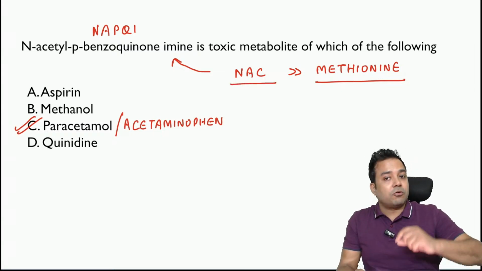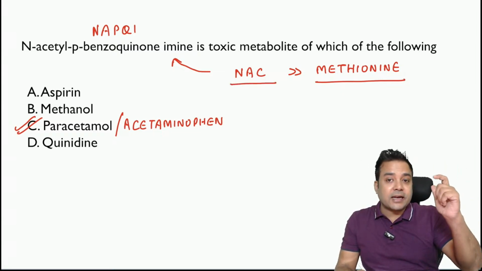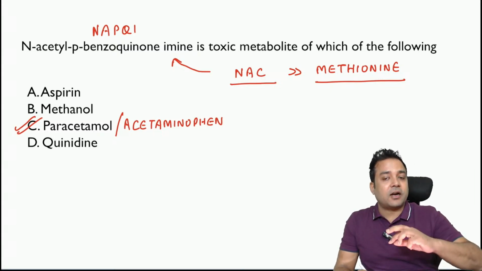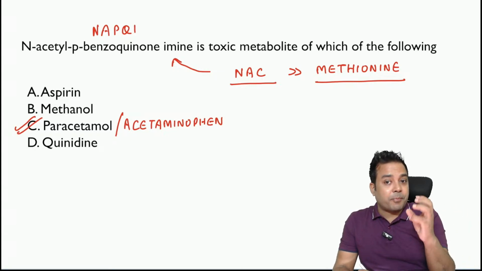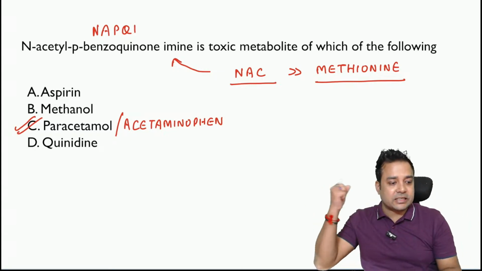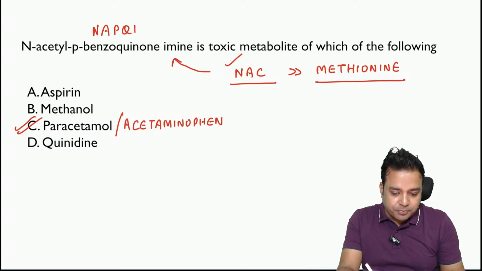N-acetylcysteine also increases the glutathione stores of the body. But why is NAC preferred? Because NAC's additional mechanism is that it also binds with NAPQI. It acts as a binder to NAPQI and helps in its excretion. So that is why NAC is the preferred antidote.